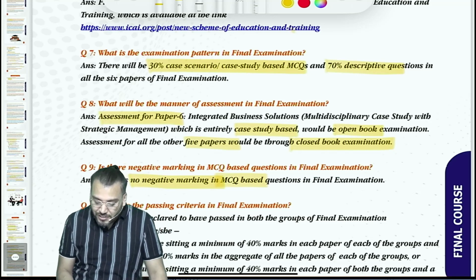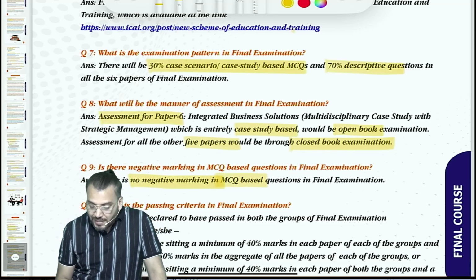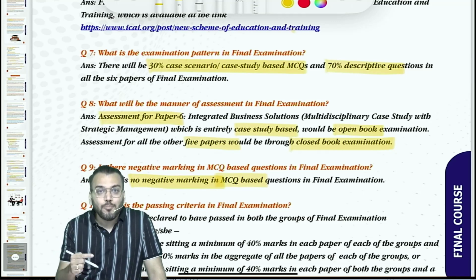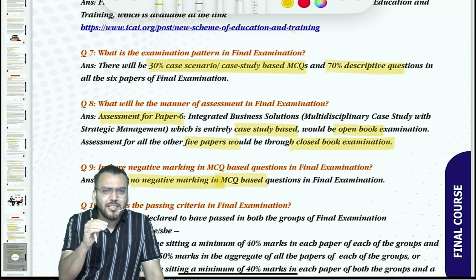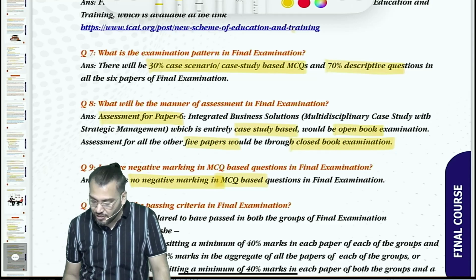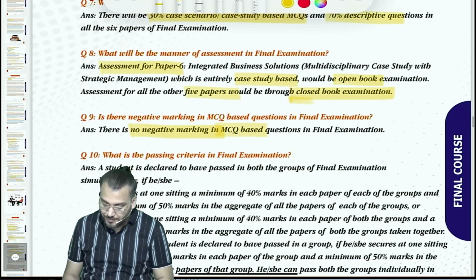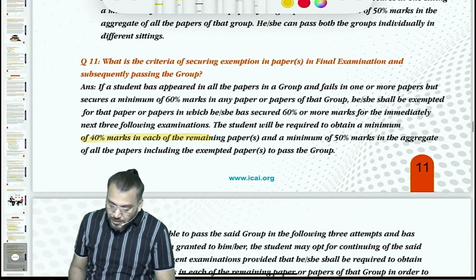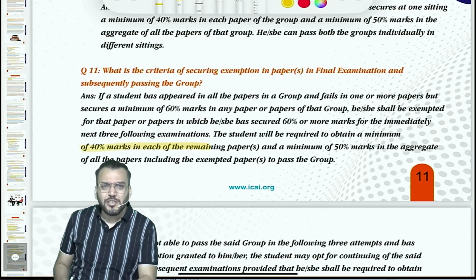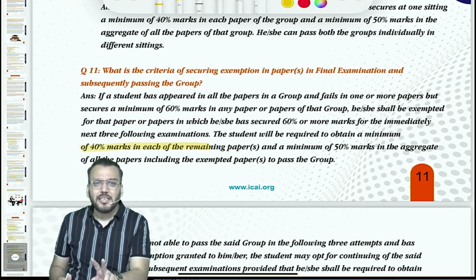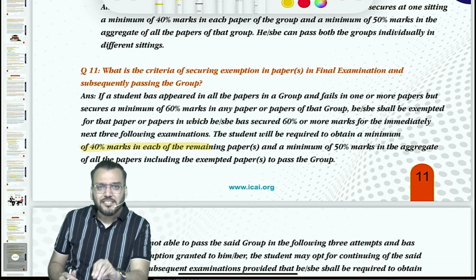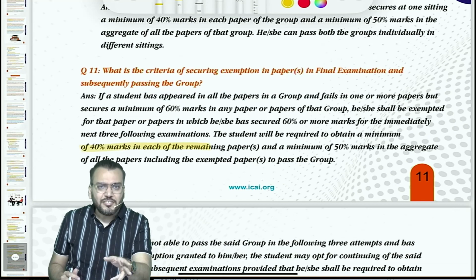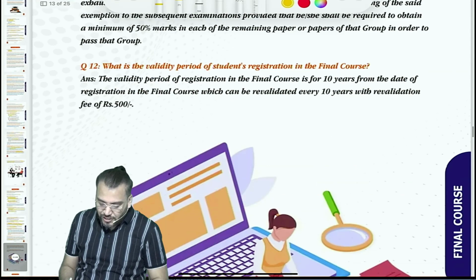Correct? Already I discussed that paper 6, that is integrated business solution, will be an open book based examination. However all other papers will be closed book examination. Understood? Yes sir. Got it? Yes sir. Now coming once again to the criteria of scoring exemption, the passing criteria will remain the same as in CA intermediate. Means exemption rules and passing rules are the same only, that I'm not going to discuss again.